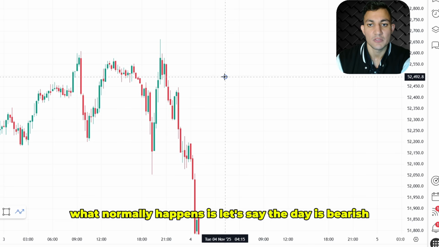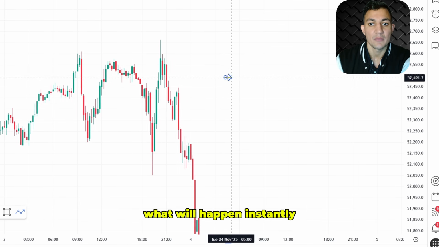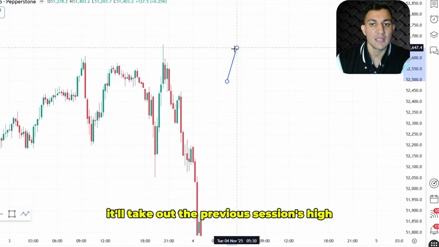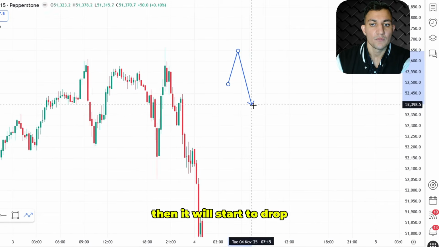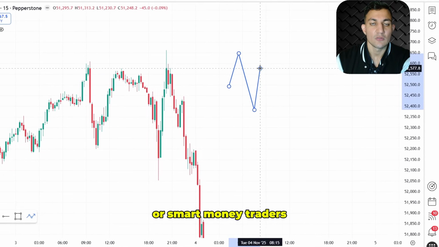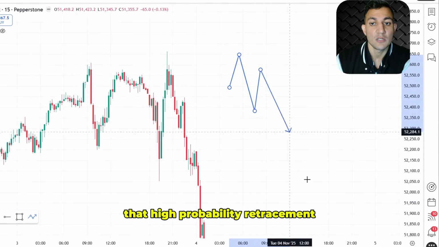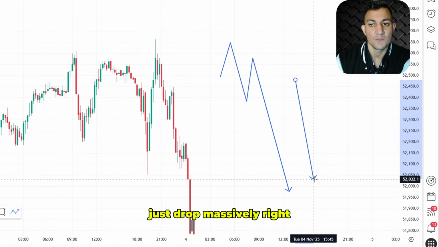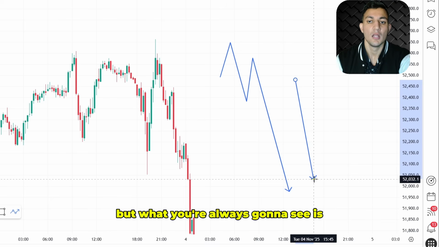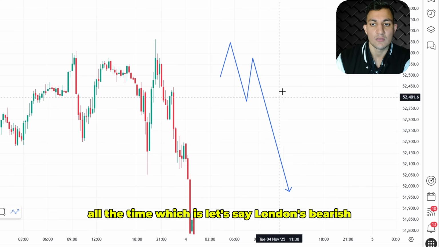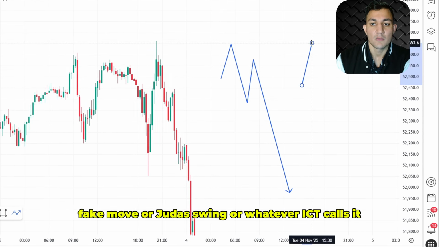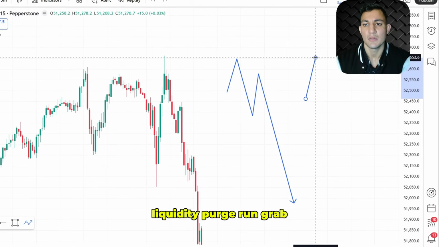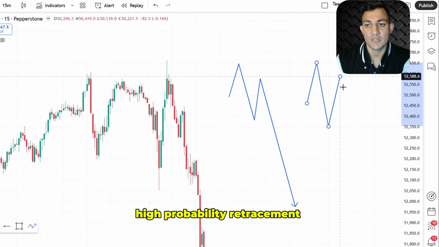However, most people don't understand what normally happens for London, New York, and Asia sessions. Let's say the day is bearish, and let's say this is the Asia session. What will happen instantly, let's say this is the open, is price will come up, a little fake move, take out the previous session's high, then start to drop. It will give everyone else, the smart money traders, that high probability retracement, and then it will drop, right? You very rarely will you see this Asia session just drop massively. The only time you'll see that is maybe a news event. But what you always see, and you see this in London all the time, is a fake move, or Judas swing, or whatever ICT calls it: Judas swing, fake move, liquidity purge, run, grab, then price drops off.